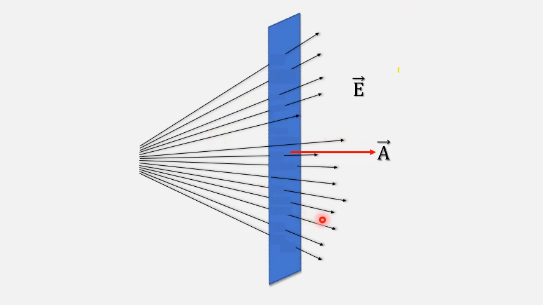Okay, now let us consider that the electric field is uniform, but the surface is not uniform. Consider a curved surface. In this case, if you consider the area vector here, here, and here, they have different directions. Okay, let us move further.